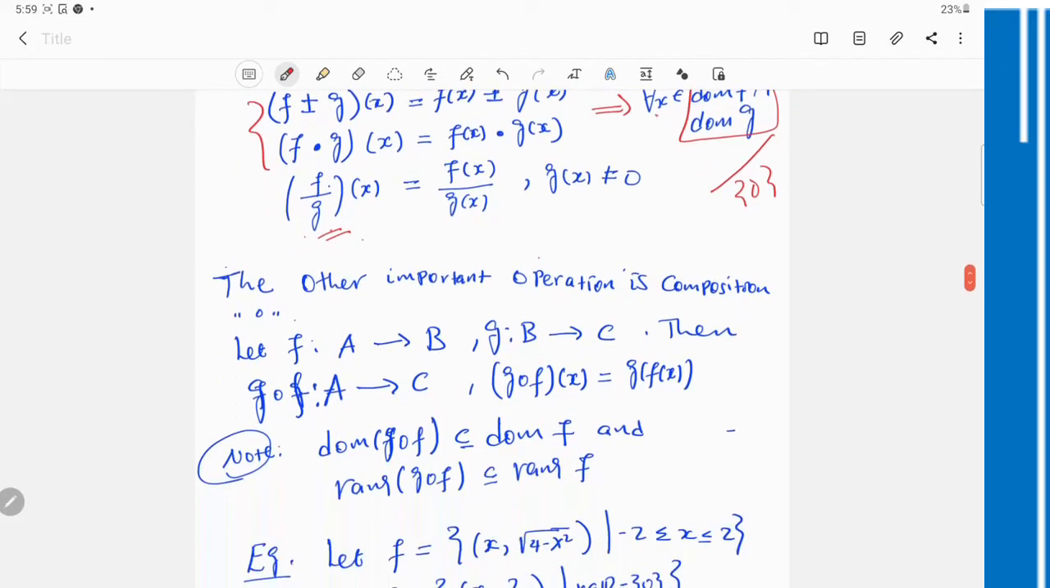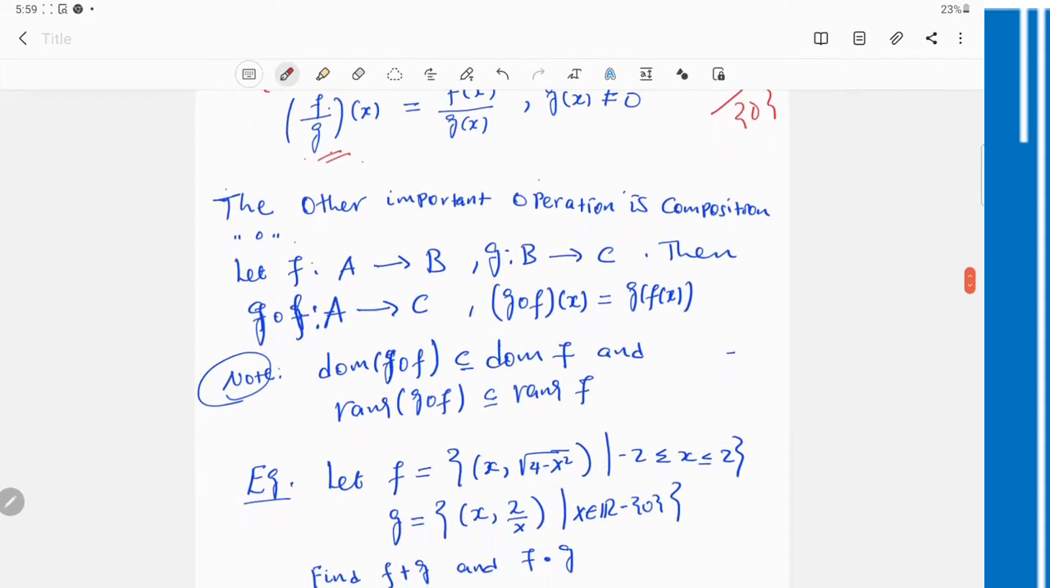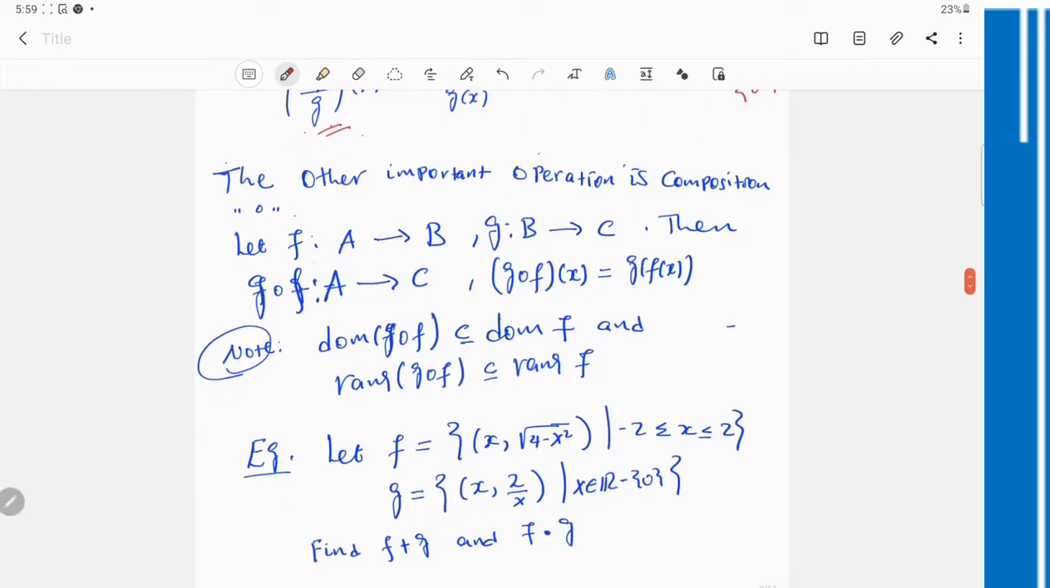Another important operation is composition. If you have these f and g, to define the composition g composite f, we need to check this one. F is from A to B, then g must start from B and go to C to define this one. So g composite f is another function that maps A into C, and the definition is here.